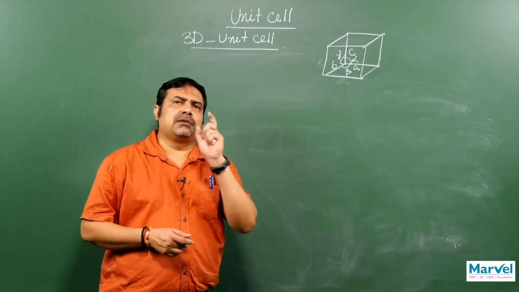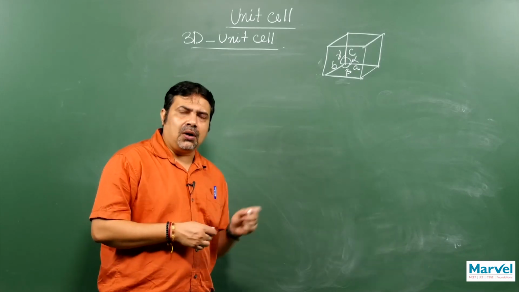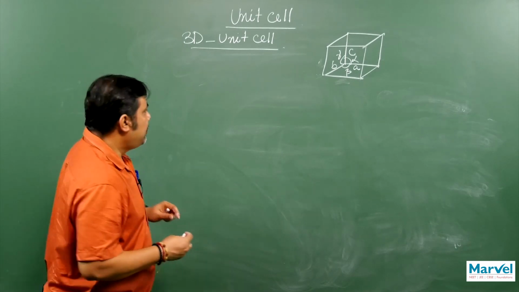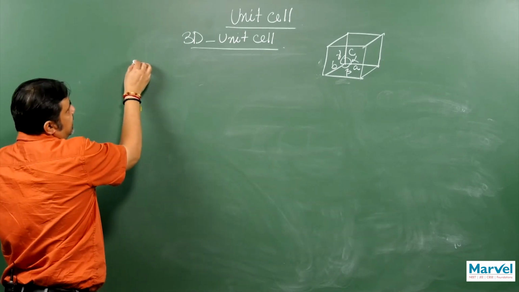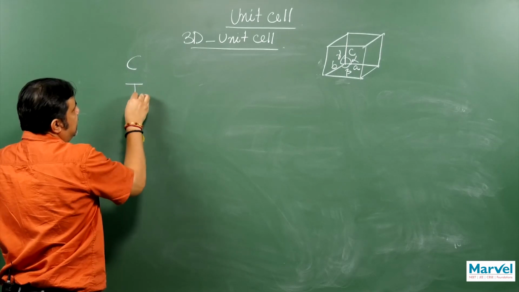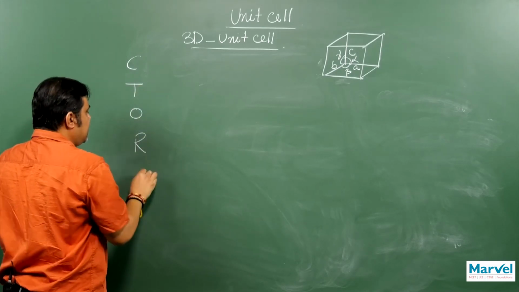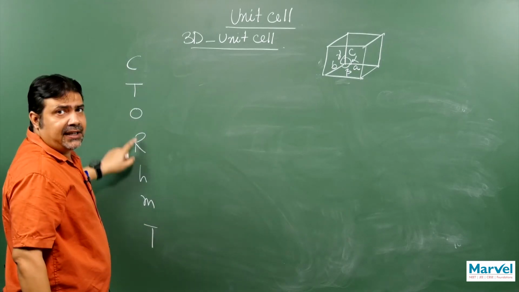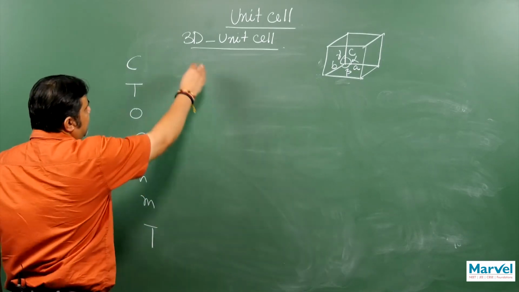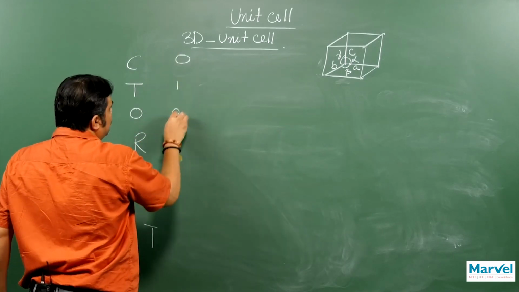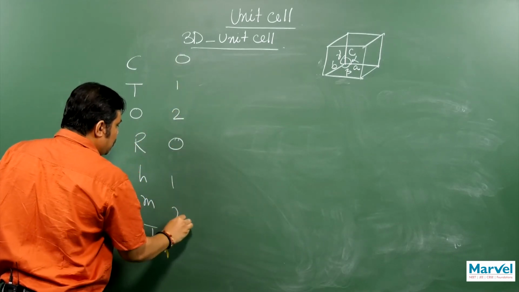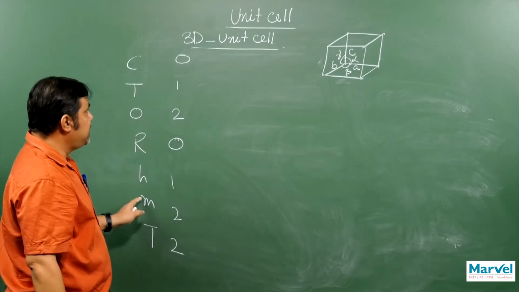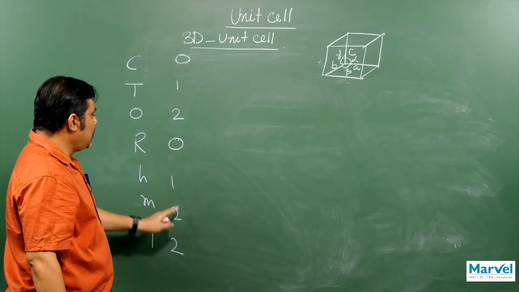I am giving you a small trick. You can remember all the crystal systems in a three-dimensional unit cell. First you write down CTO, RH, MT. Then you write down 0, 1, 2, 0, 1, 2, 2. What I told: first you write down CTO, RH, MT, 0, 1, 2, 0, 1, 2, 2.